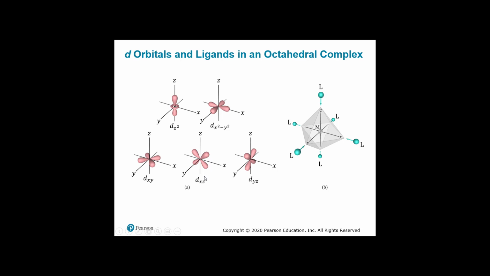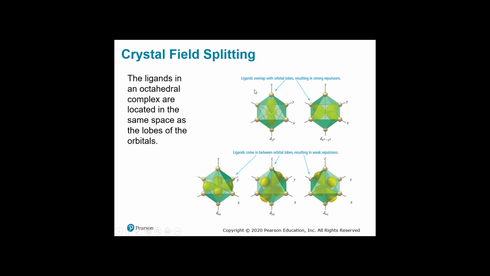So let's take a look here. We have the three, and you can see these are directly on the axis themselves. When the ligand comes in, you see the ligands go right onto the axis, and that causes a repulsion. But these orbitals here are in between all of this, and I think I have a better slide that shows that here.